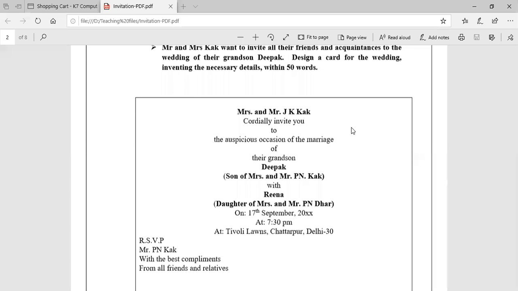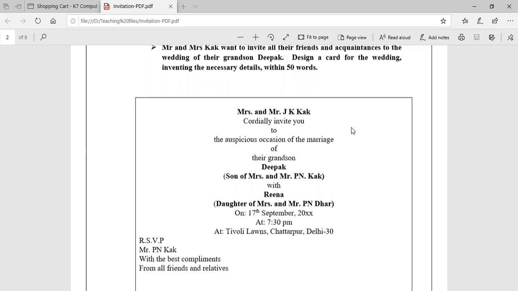Then at the left bottom you have to mention RSVP, that is a parent. You can go for the parents of that particular bride or bridegroom. Based on that, you can mention. If you want, you can also write with the best compliments from all friends and relatives. It is not necessary, but anyhow, if you want anything, you can also add it. It's like an option. You can also mention that.